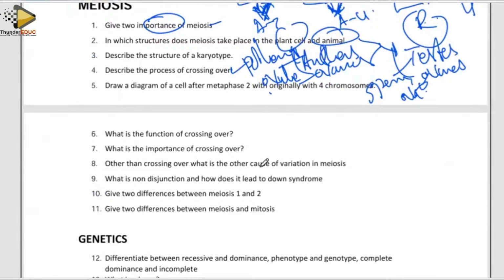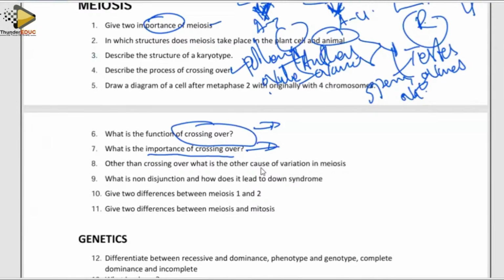What is the function of crossing over? It brings about genetic variation. What is the importance of crossing over? Since it brings about genetic variation, this helps the organisms to survive differently in the environment. If you are different from me, it means that you will be doing things I can't do. So we're going to survive differently in the environment.